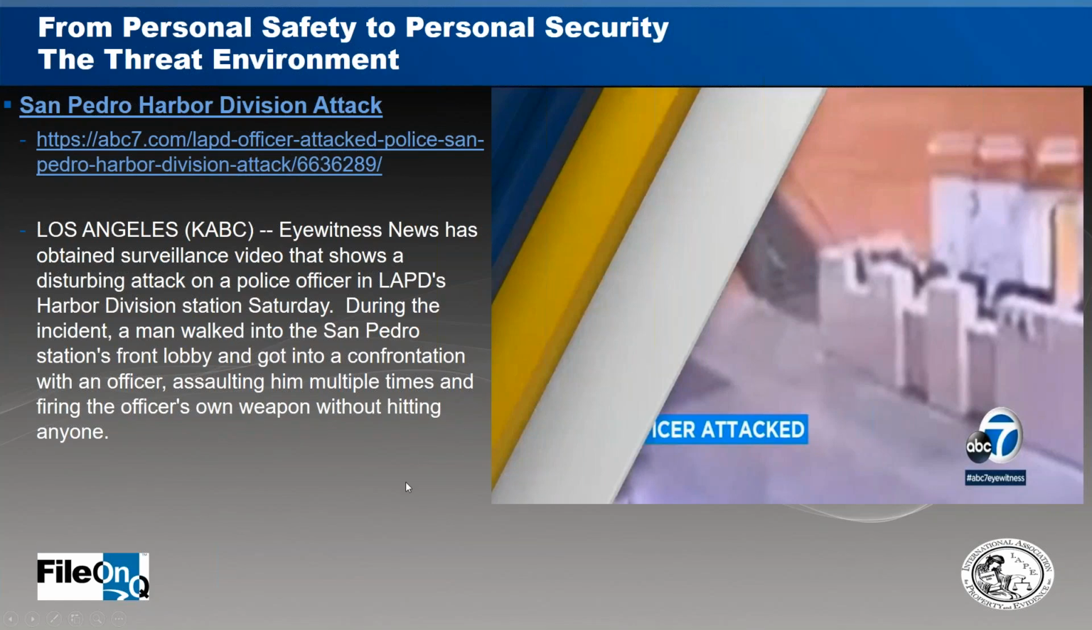And I understand these are law enforcement officers. What about us civilians? Well, we're also at a threat because we are still associated with law enforcement. So let me show you what happened to a civilian. Now, this was a couple of years ago, not even in today's threat environment.